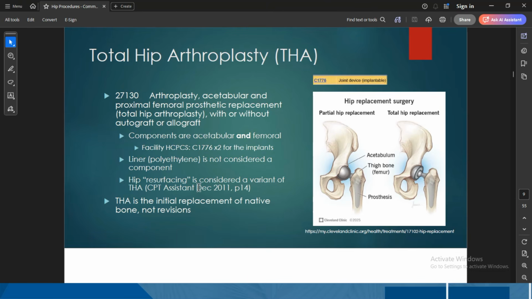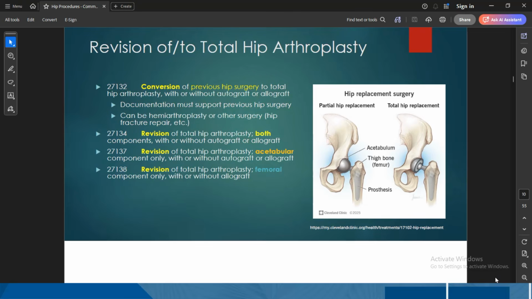Hip resurfacing is considered a variant of THA. So hip resurfacing is one type of THA, meaning a total hip arthroplasty variant. Like partial hip arthroplasty or hemiarthroplasty, THA is also the initial replacement of native bones, not revision. Next we have codes for revision to total hip arthroplasty.